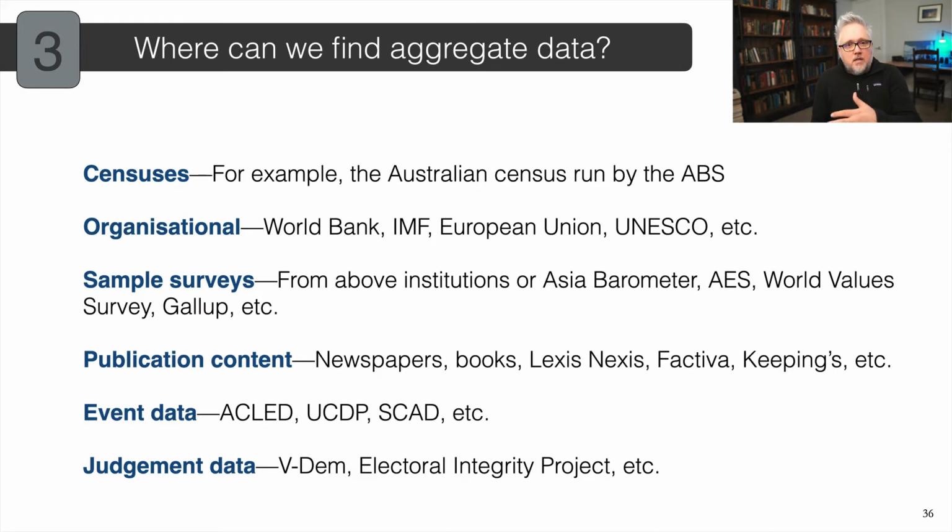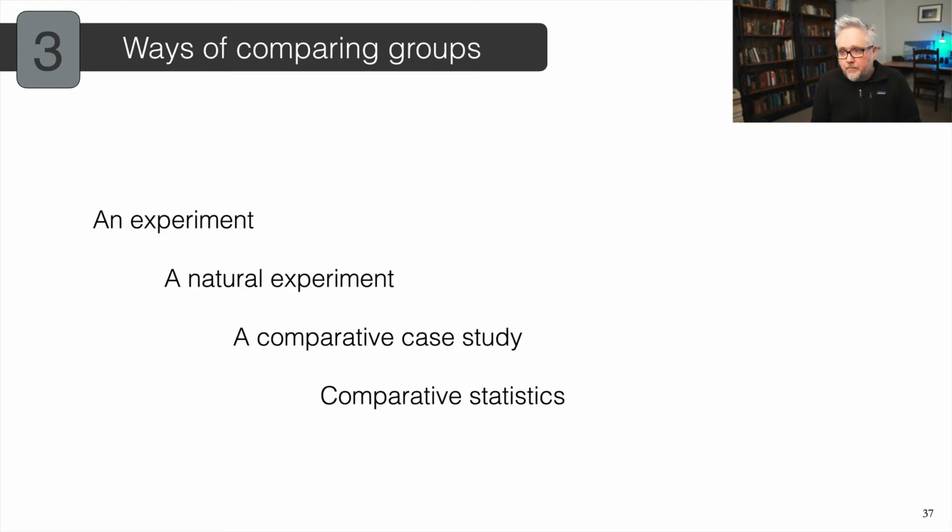So these are just different measures, from just counting beans, or counting how old people are, counting basic informational facts about individuals with censuses, all the way to experts, sample surveys, country level measures. There's a whole bunch of different options for looking at aggregate data.